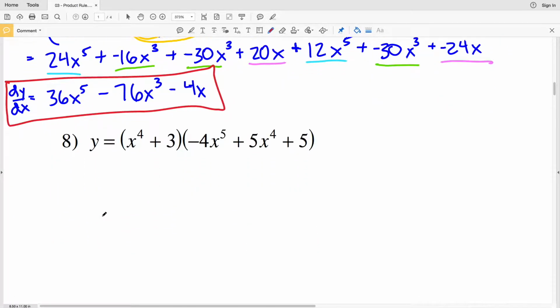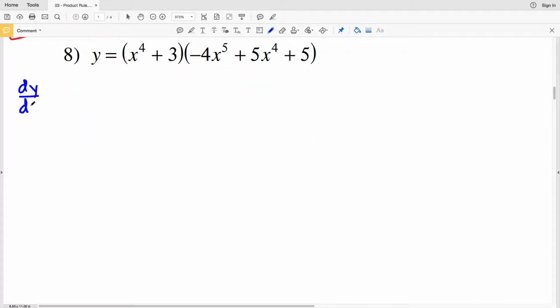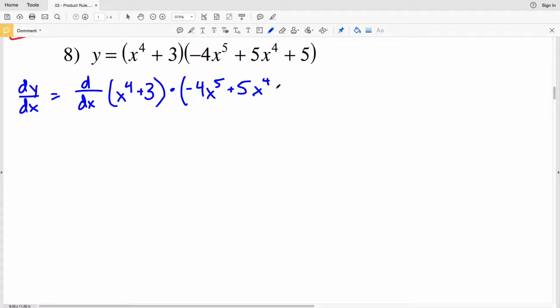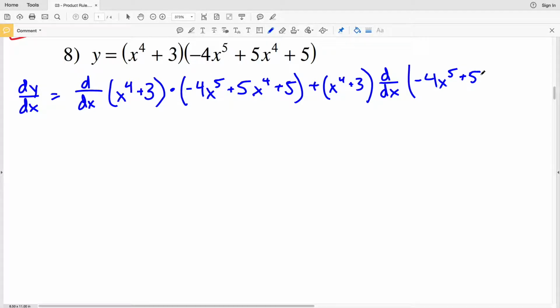Now on to number 8. For number 8, the derivative of y with respect to x is going to be the derivative of my first function, x to the 4th plus 3, times the second function, negative 4x to the 5th plus 5x to the 4th plus 5, and that will get added to x to the 4th plus 3 times the derivative of that second function, negative 4x to the 5th plus 5x to the 4th plus 5.